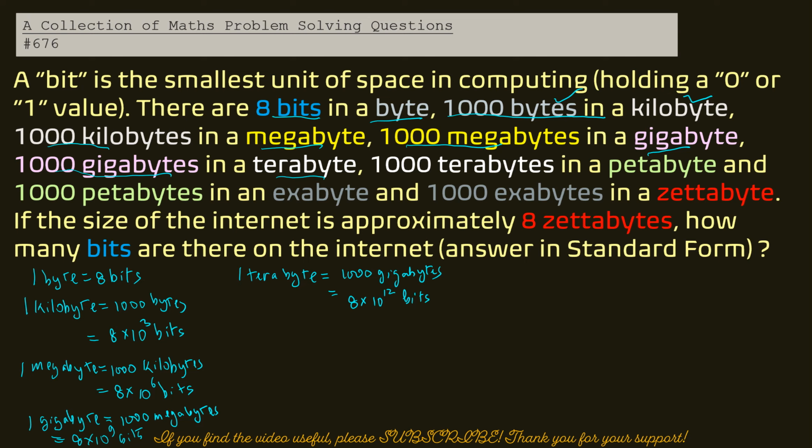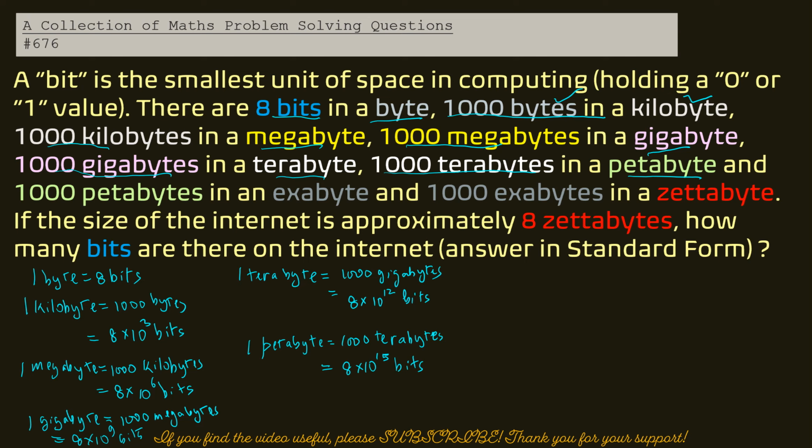So then it's 1000 terabytes or 1 petabyte. So 1 petabyte is 1000 terabytes, and that equals 8 times 10 to the power 12 times 10 cube. That is 8 times 10 to the power 15 bits.